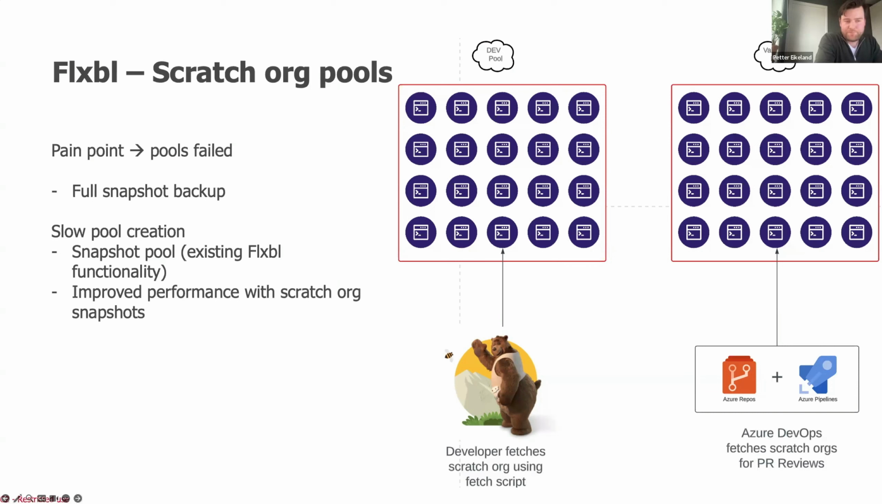In addition, there is an existing Flexible functionality, which is coincidentally called the snapshot pool, where you create your pool in separate stages. So here you could actually swap out that feature, having all the Scratch Orgs you provisioned. For us, it would go from 1 to 2 hours to 30 minutes to 1 hour instead. So dramatically reducing maybe up to 50% of our provisioning.